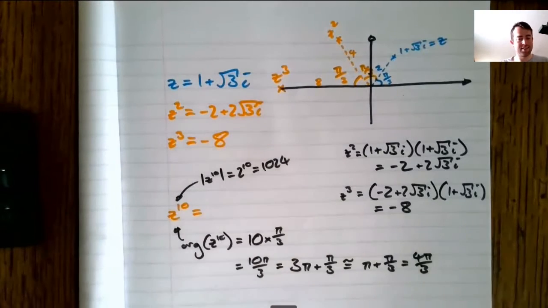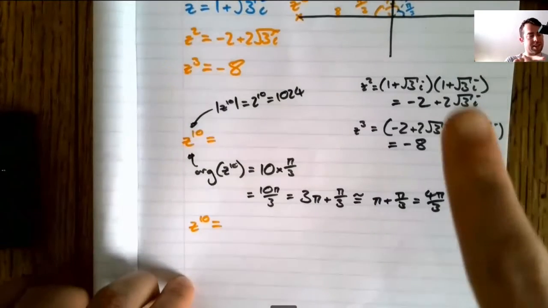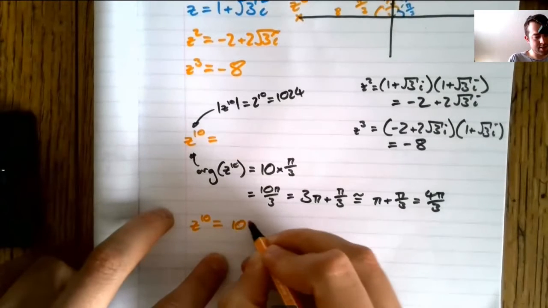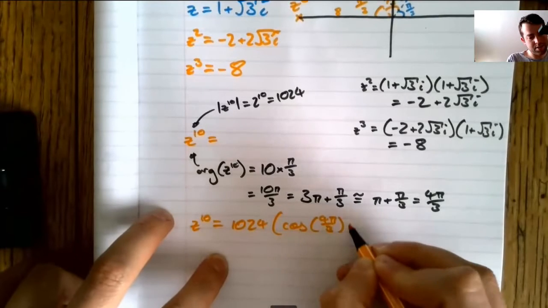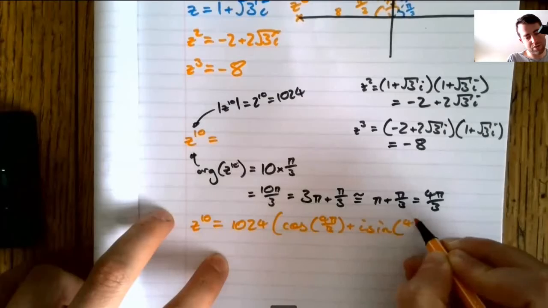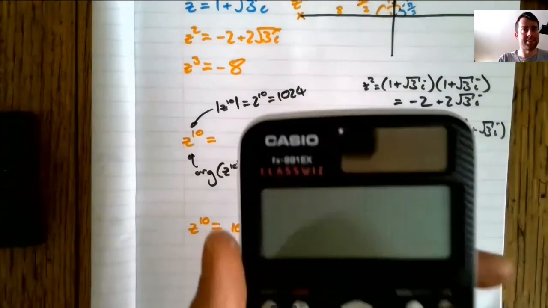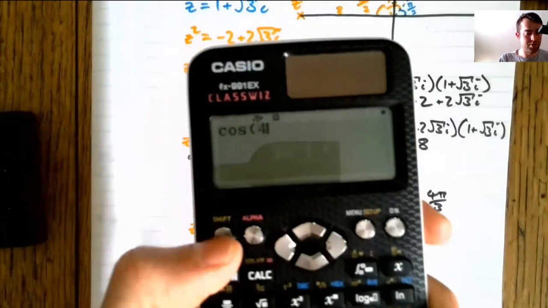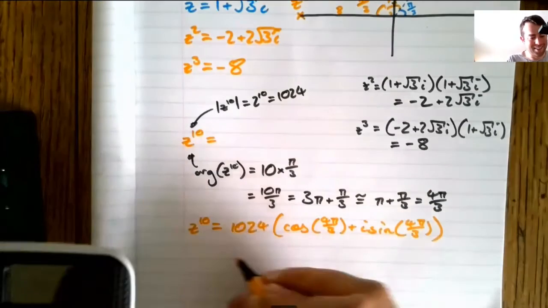So z to the 10 we can write, I'm going to use the r cos theta plus i sine theta form, as 1024 times cos of 4 pi by 3 plus i sine 4 pi by 3. If we plug that into our calculator to get it as some numbers, not writing cos or sine, cos of 4 pi by 3 is minus a half. How nice is that?